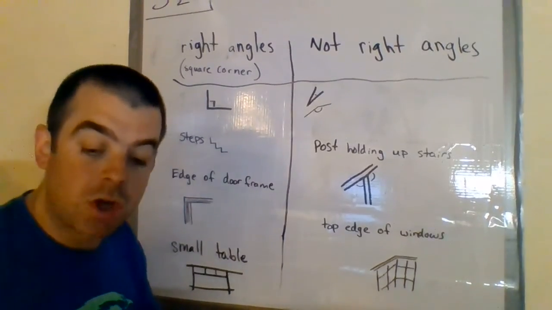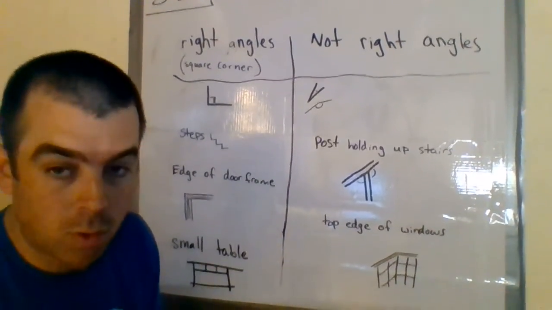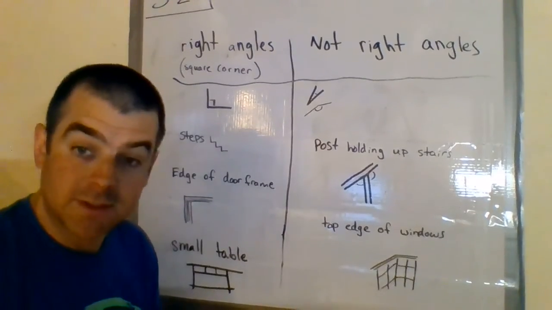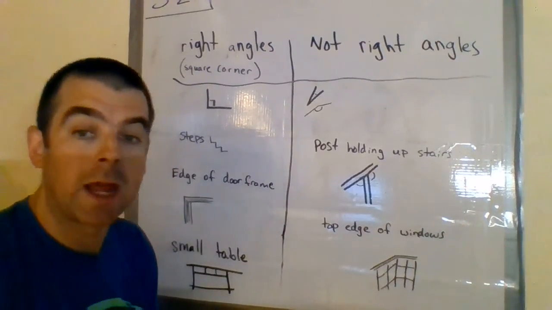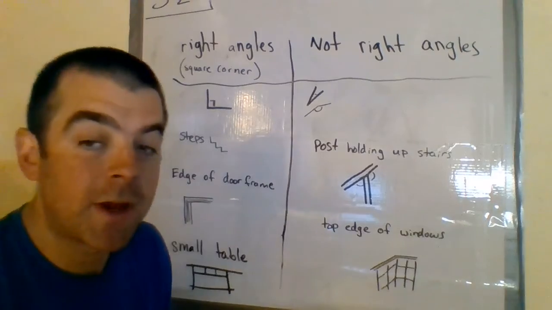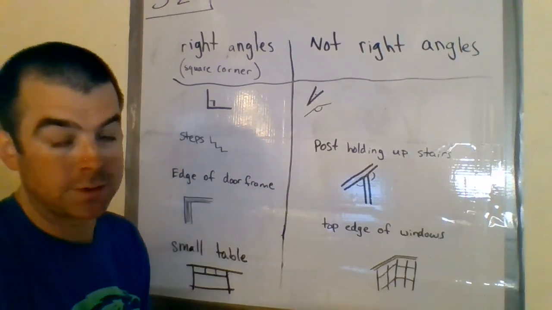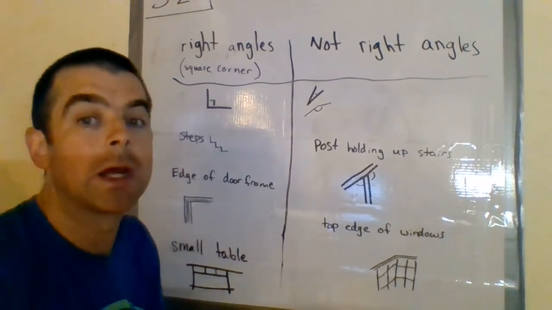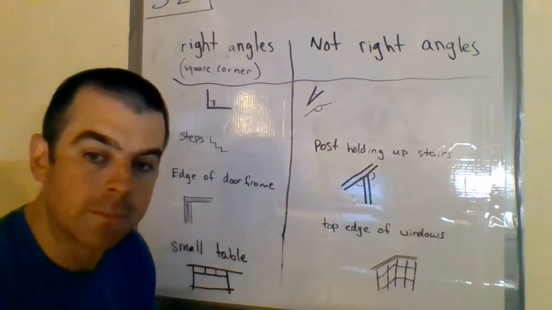Go ahead with your T-chart around your house, around your yard, wherever your family says it's okay for you to go, and write down right angles and try to find some angles that are not right angles. Those will be harder to find. You will see right angles everywhere once you start looking.